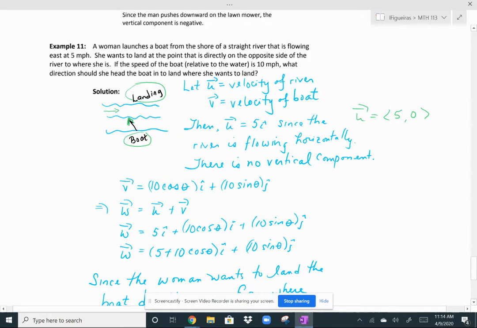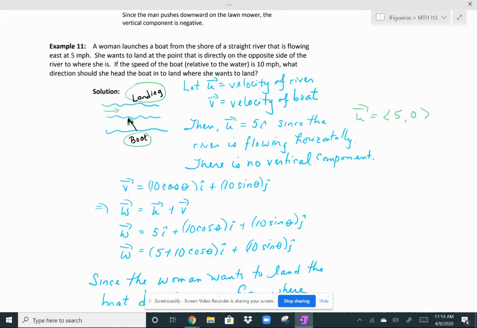But v is a little bit more complex because we don't know what the components of the boat are, because she's not traveling perpendicular to the river. She really has to travel at an angle. So I need to figure out what that is. So I have v is 10 cosine theta i plus 10 sine theta j. Remember, 10 cosine theta is the horizontal component, and 10 sine theta is the vertical component.